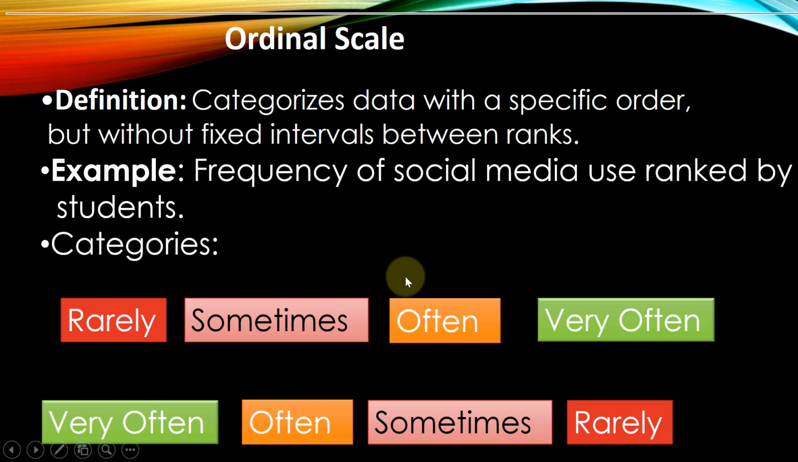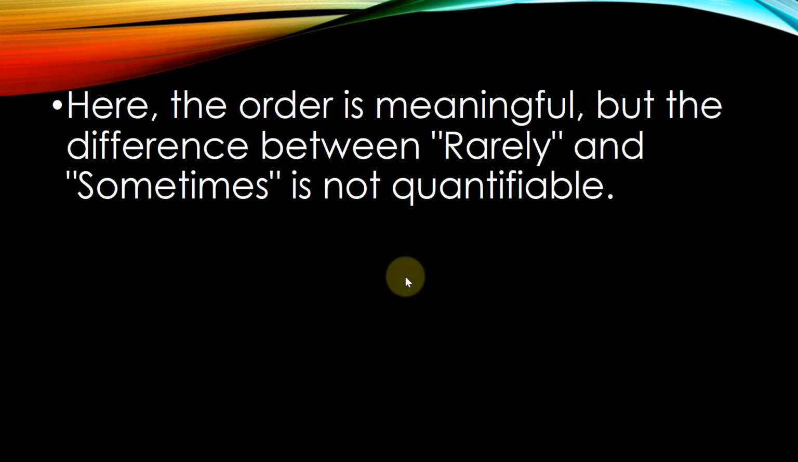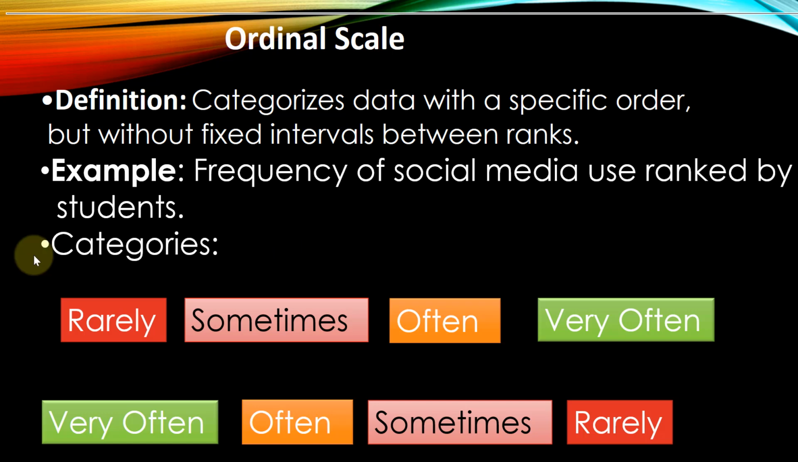So here the order is meaningful, but the difference between rarely and sometimes is not quantifiable. So you can see that here we can see the order between the responses or values, but we cannot quantify the difference between sometimes and often, or very often and often.